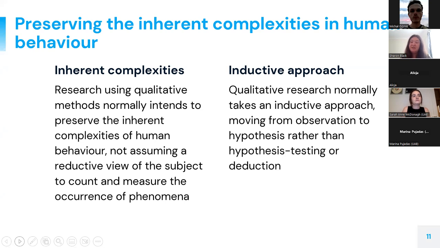Qualitative research normally takes an inductive approach, so often moving from observation to hypothesis rather than hypothesis testing or deduction. At the moment I am deep in analysis of my qualitative data, and I've started there, really. From there, I'm going to go to the research and compare what I find from my data with the research, rather than the other way around, say in an eye tracking study, where I would start with the existing research and work from there, taking a deductive approach. So it's a very different approach.